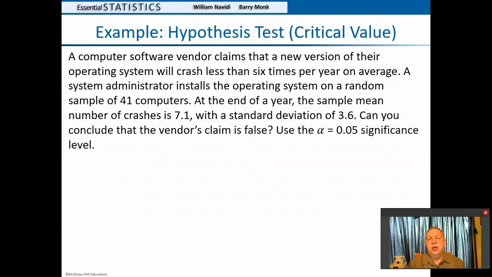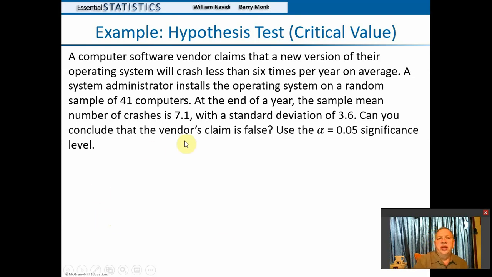A computer software vendor claims that a new version of their operating system will crash less than 6 times per year on average. A system administrator installs the operating system on a random sample of 41 computers. At the end of a year, the sample mean number of crashes is 7.1 with a standard deviation of 3.6. They didn't give sigma, so we're just using the sample standard deviation. Can you conclude that the vendor's claim is false using the alpha equal to 0.05 significance level?